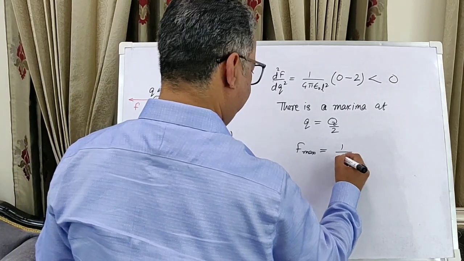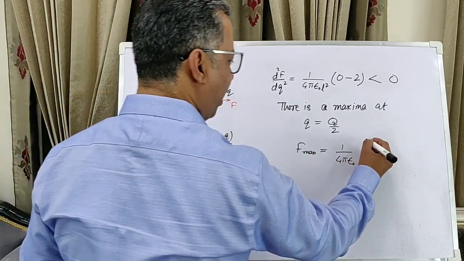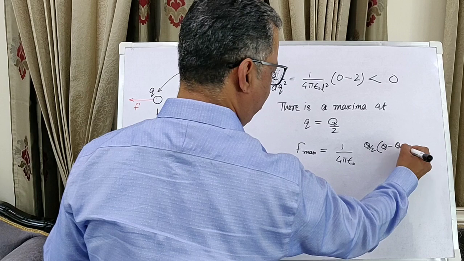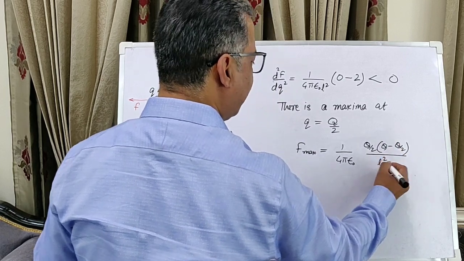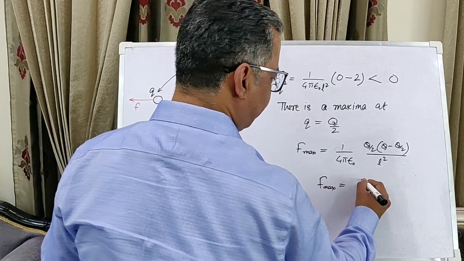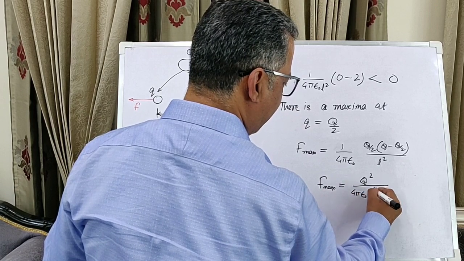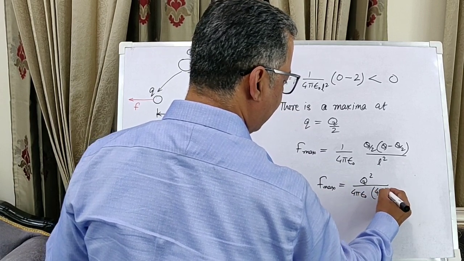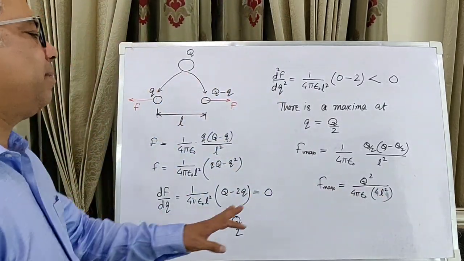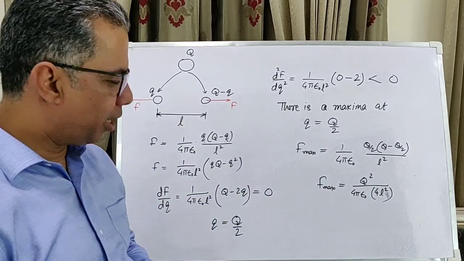Therefore the maximum magnitude of the force will be equal to 1 by 4 pi epsilon naught. In place of small q we have capital Q by 2, so capital Q minus capital Q by 2, divided by L square, and so the maximum force now is Q square by 4 pi epsilon naught times 4 L square. Yes. So that's the maximum force of interaction between these two charged particles.